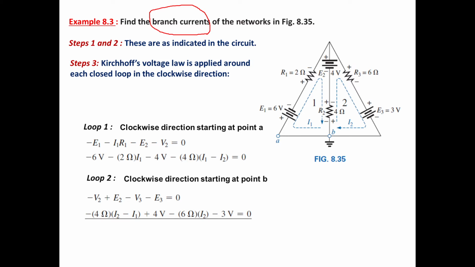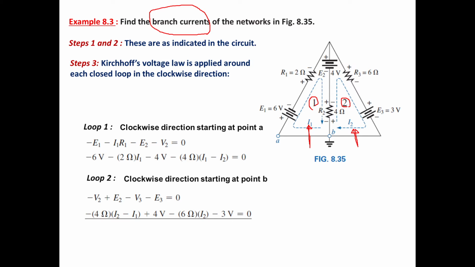So let us solve it. How many windows are there? Two windows. So this is window number 1 and this is window number 2. In each window we are going to assume the current. Assume the current is in the clockwise direction. So the mesh current in loop 1 is I1 and the mesh current in loop 2 is I2. We have assumed the direction.